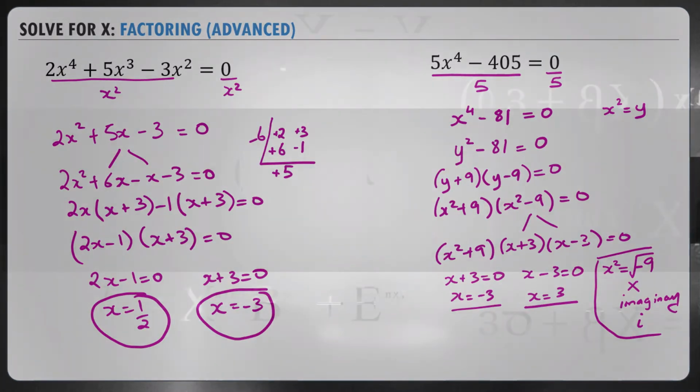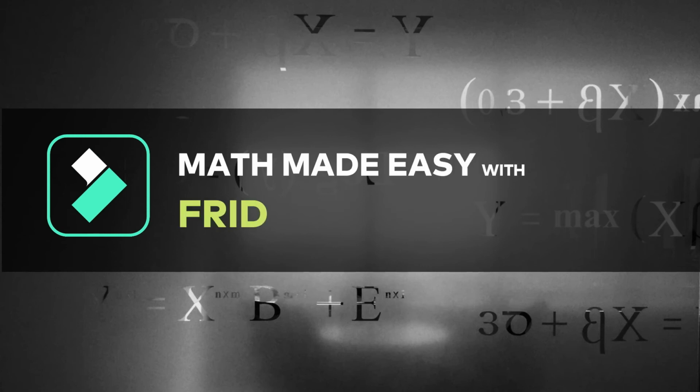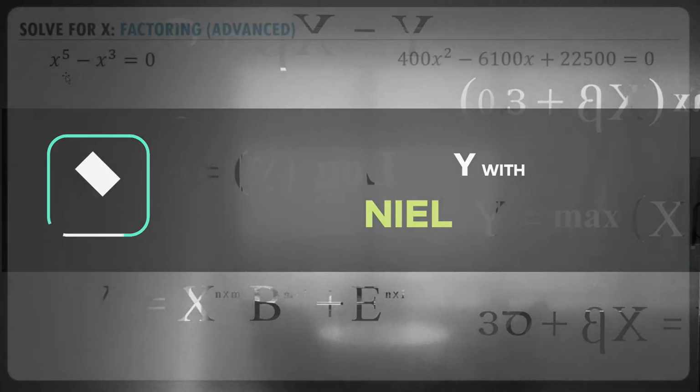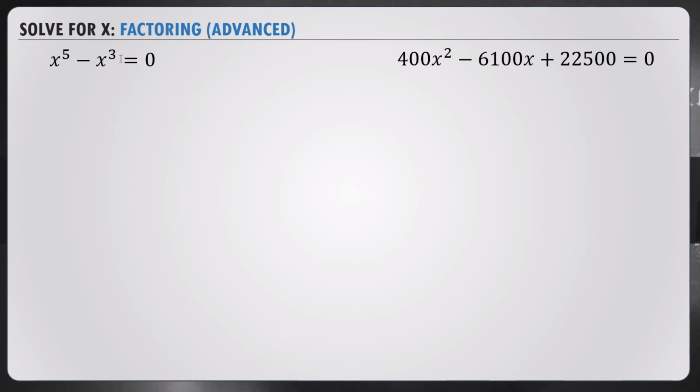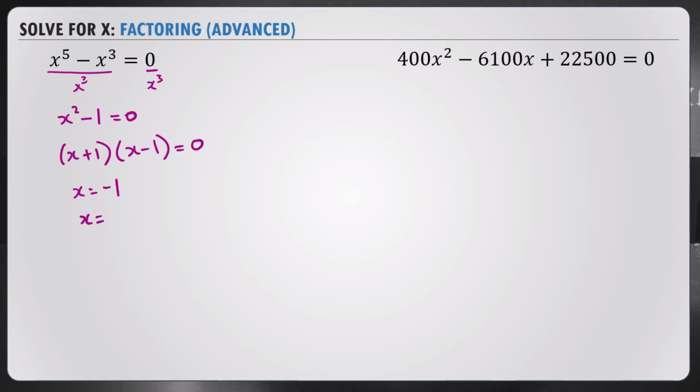Let's move on to the next question. Okay, we have x to the power of 5 minus x cubed is equal to 0. Then divide by x cubed on both sides. And we get x squared minus 1 is equal to 0. And this will be so much easier to solve, which will be x plus 1 and x minus 1 is equal to 0. And your answers are x is equal to -1 and x is equal to 1.